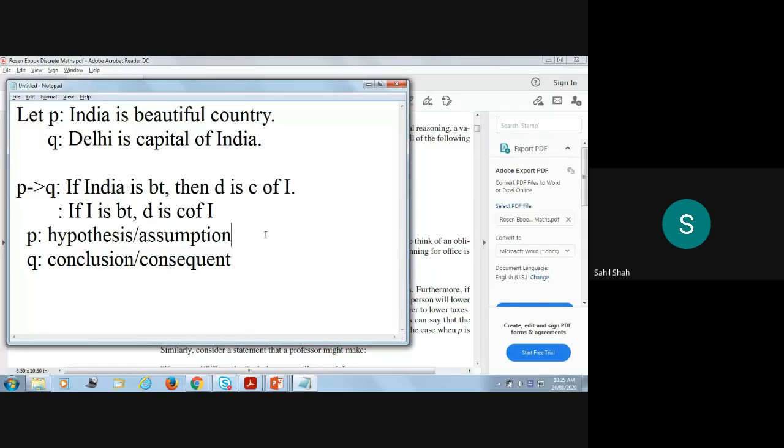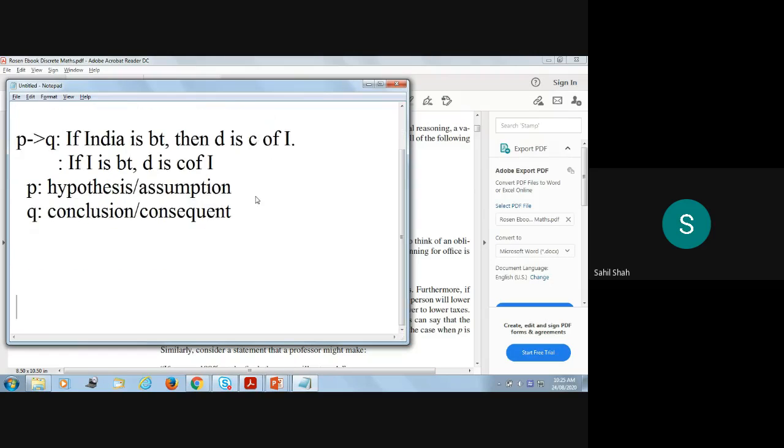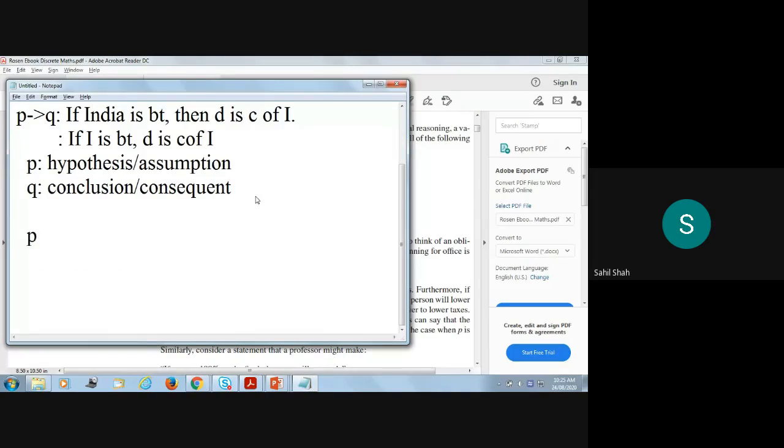If you are clear with these terms, you would be remembering that I said somewhere during our last discussion that whatever is coming after if is known as the sufficient condition. Hypothesis is also known as the sufficient condition. And Q, whatever comes after then, what is going to happen after having some assumption or hypothesis, that is known as the necessary condition. It's a difference. Sufficient means whatever is coming after if, while whatever is coming after then is known as the necessary condition.